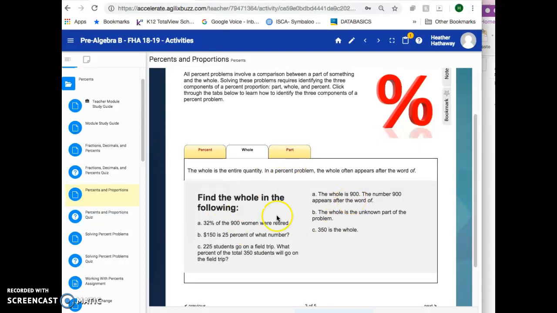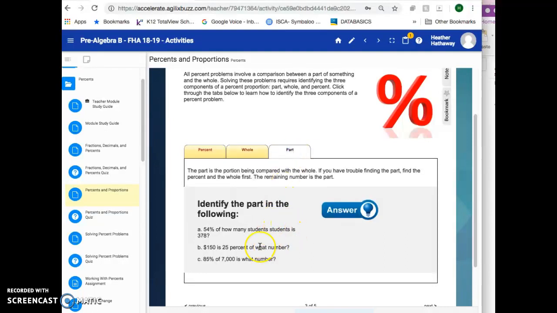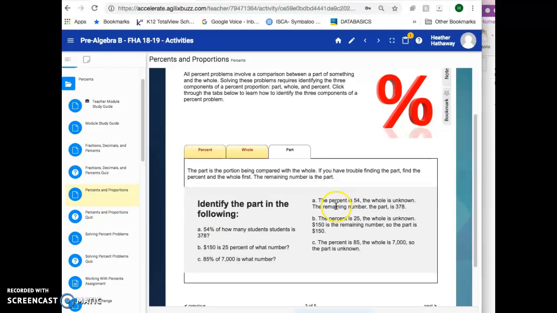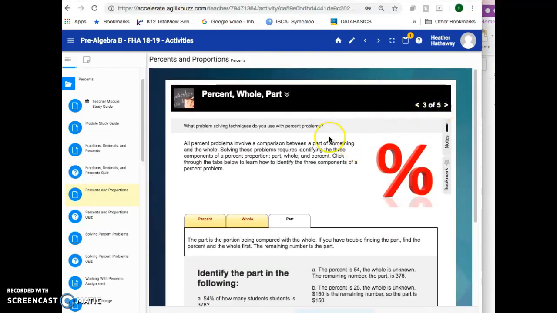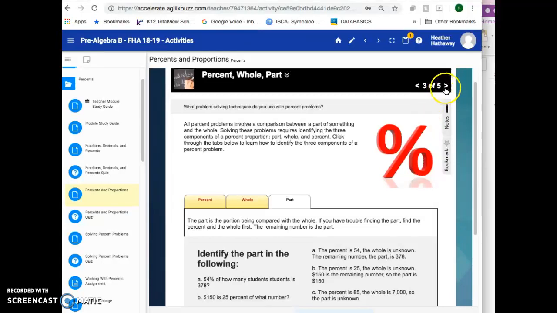So really don't just quickly go through this, really try and read through these. This is why I'm telling you that you should be spending really an hour and a half in these courses each day. And then the part, again, we're trying to get you: 54% of how many students is 378. What's the part? The percent is 54, the whole is unknown. The remaining number, the part, is 378. So again, it's just trying to get you to identify those pieces so that you can understand how to use that equation. Take your notes.